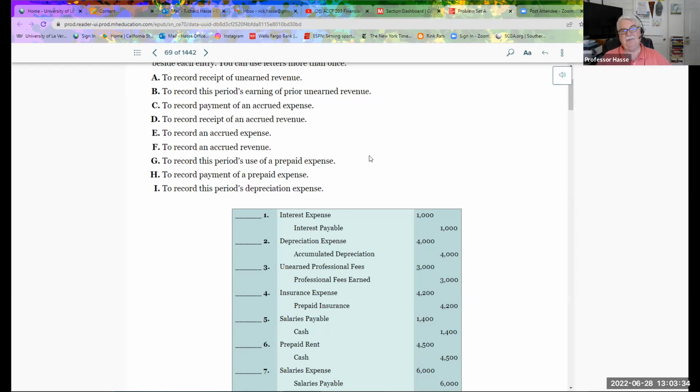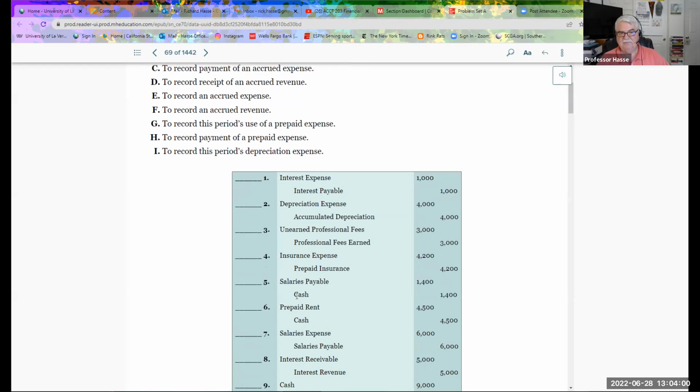So when you make that payment, it's debit prepaid insurance, credit cash, spending the cash. Then as you use up that insurance over the passage of time, you debit insurance expense and reduce the prepaid insurance account by crediting it. So as you incur the use of insurance after the prepaid, this is the entry number 4 or letter G.